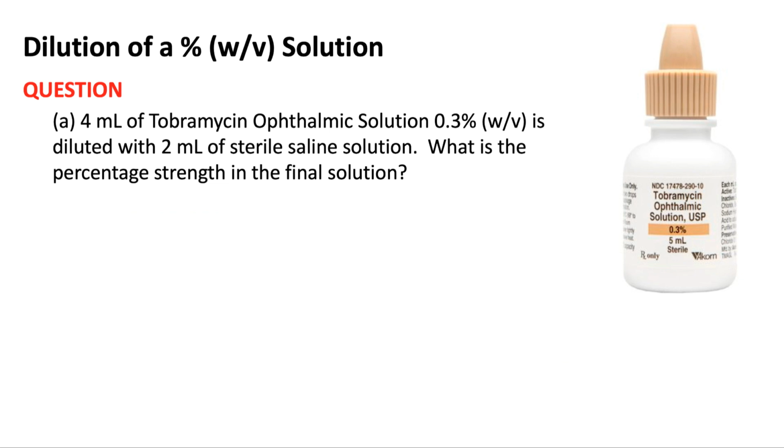All right, let's just put this into action and do a question here. So this first question will be kind of involving this dilution of a weight per volume solution. So it reads, we have 4 milliliters of Tobramycin ophthalmic solution, which comes commercially available as a 0.3% weight per volume solution. Okay, so we take 4 milliliters of that solution and we dilute it with an additional 2 milliliters of sterile saline solution. By diluting it this way, what is the percentage strength of the final solution?